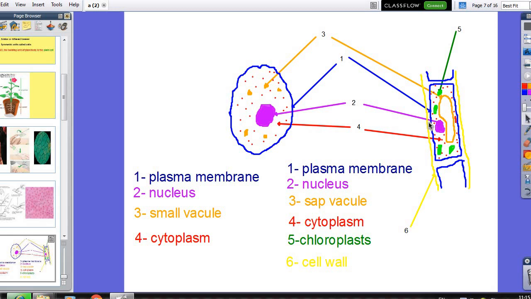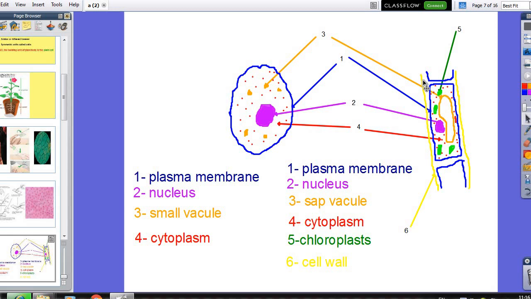Okay, these are the labels which occur inside the animal cell and plant cell. But in the plant cell we will find two parts, like chloroplasts or plastids. This is label number 5. It occurs only in the plant cell. It is responsible for the photosynthesis process.